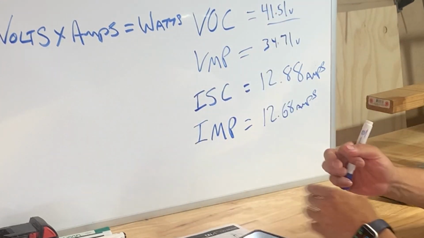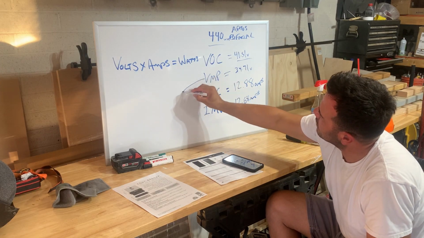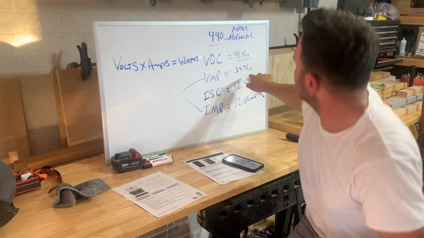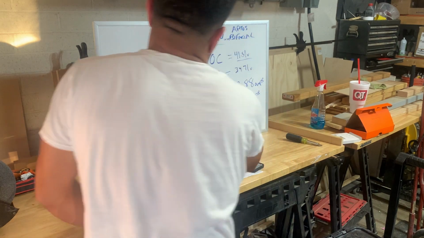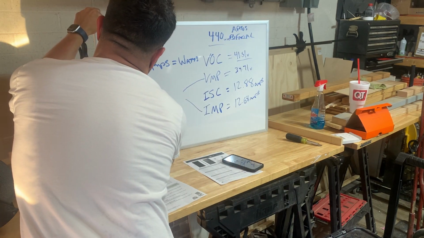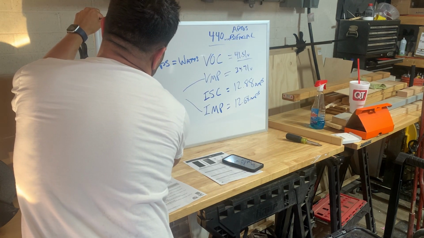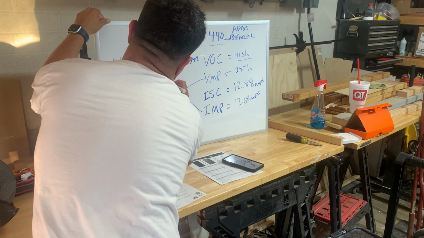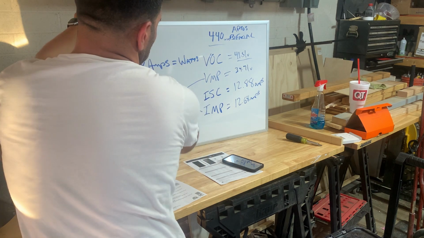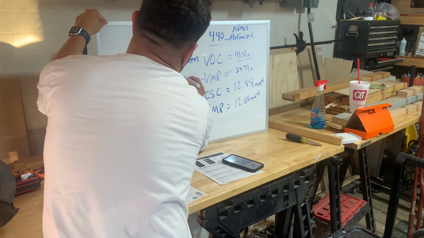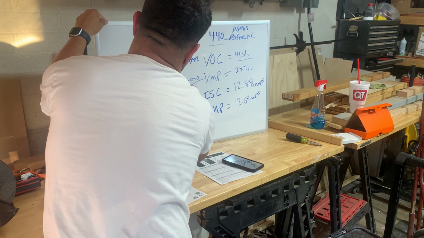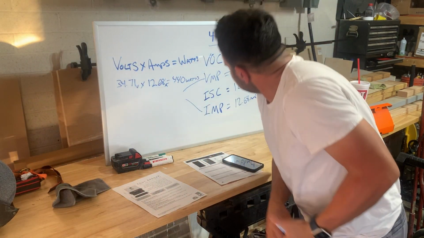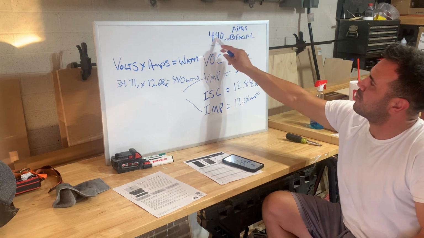They do the VMP and the IMP. And so when I did the volts, I did 34.71 times the amps, 12.68, and I just multiplied those, I got 440. And this is watts. So this is volts, amps. So this is where this number comes from.